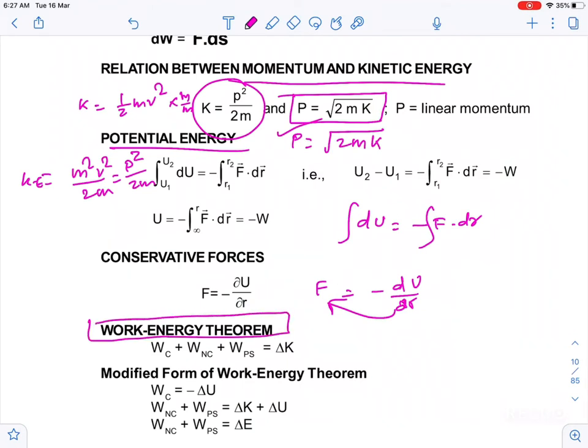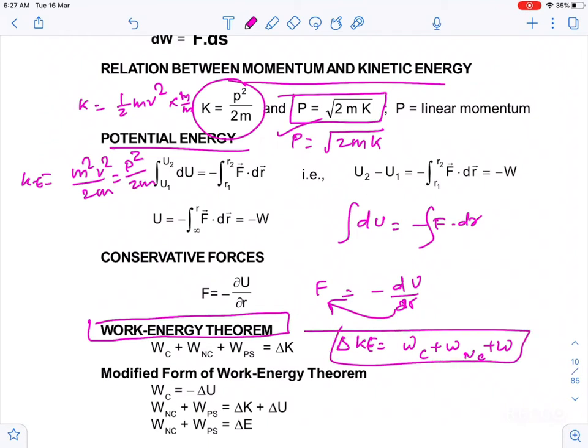Work energy theorem is one of the most important theorems, and it is not limited to this chapter. This is valid for electrostatics, this is valid for magnetism and all the remaining chapters in physics. The work kinetic energy theorem says change in kinetic energy is equal to total work done. So what is total work done, guys? Work done can be by conservative forces, by non-conservative forces, and by any other forces like spring force. You add all the work done and equate it to change in kinetic energy.